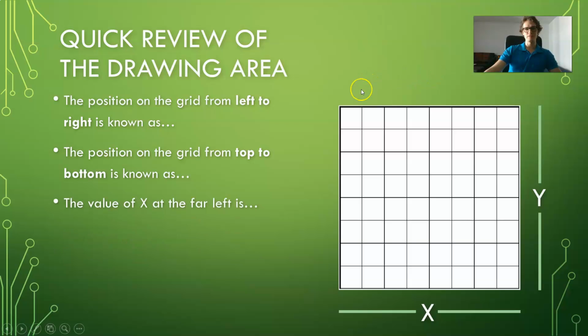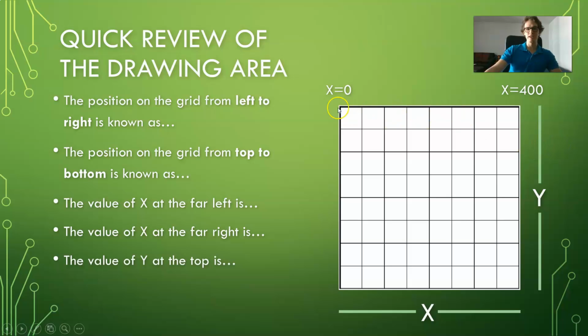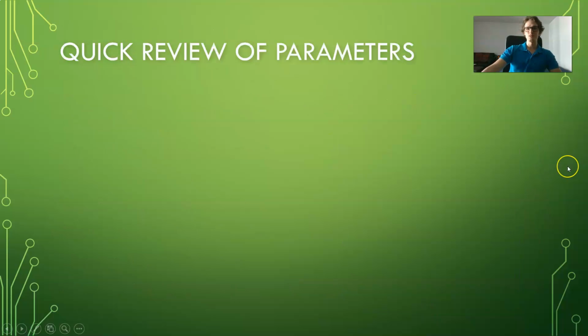The value of X at the far left, so X all the way over here, that is 0. The value of X at the far right, all the way over here, is 400. You guys can probably guess the value of Y at the top is 0, and the value of Y at the bottom is 400, okay? So those are the values that we need to know if we're going to be drawing on this area. Let's do a quick review also of parameters.